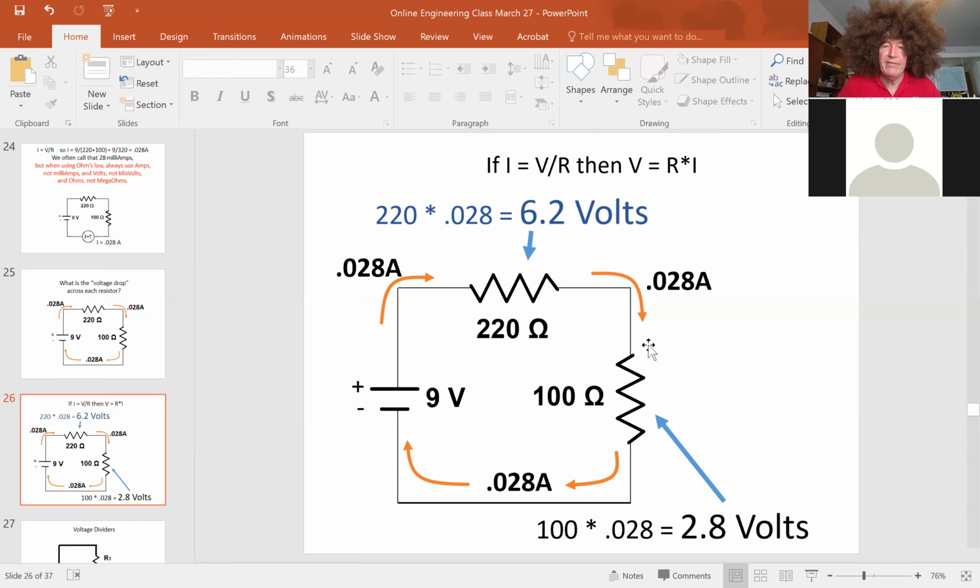Now if I look at the resistor on the bottom, the voltage drop across that resistor is 2.8. Down here on the bottom part of this resistor, it's connected to the negative side of the battery, so the absolute voltage down here is 0, and the voltage difference across it is 2.8. So my intermediate voltage here is 2.8 volts.